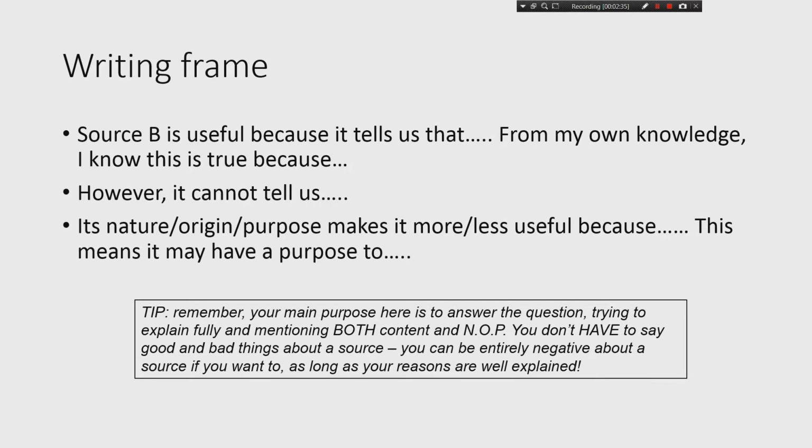The writing frame for each paragraph is roughly this. Source B is useful because it tells us that. From my own knowledge, I know this is true because, and again, keep it relevant. However, it cannot tell us what's the source missing out. And then lastly, NOP. To try and talk about why it's useful or not.